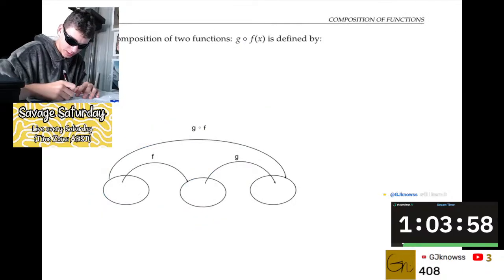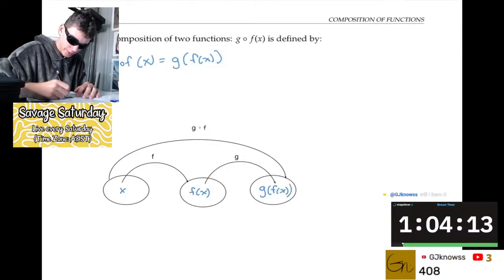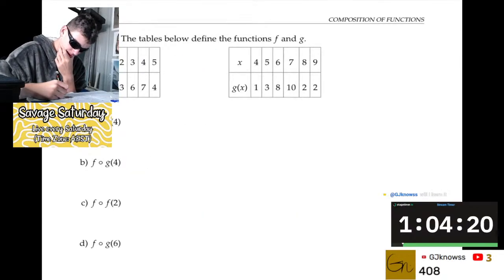The composition of two functions, written g with a little circle, f of x, is defined as follows. G composed with f of x is g evaluated on f of x. We can think of it schematically in this diagram. F acts on a number x and produces a number f of x. Then g takes that output f of x and produces a new number, g of f of x. Our composition of functions, g composed with f, is the function that goes all the way from x to g of f of x. Let's work out some examples where our functions are defined by tables of values.